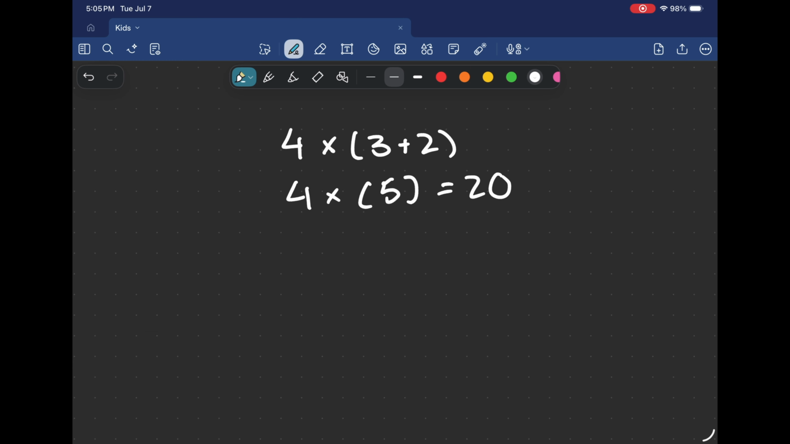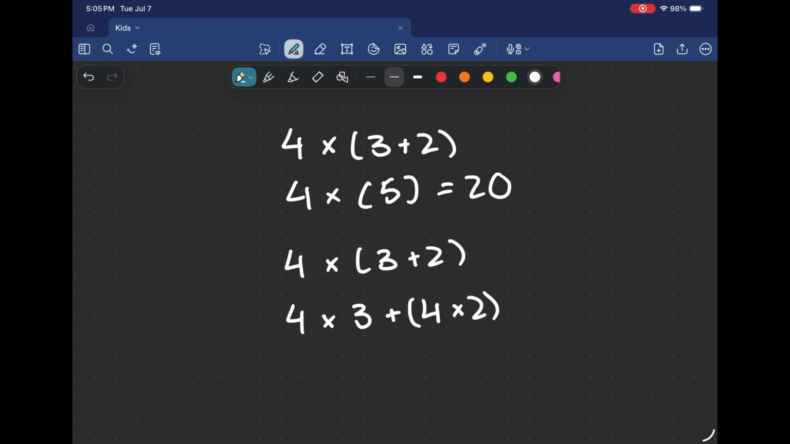But there's another way to do it. If we take 4, we multiply it by 3 plus 2 in parentheses. We can write the same thing as 4 times 3 plus 4 times 2. And remember, PEMDAS automatically gives you parentheses around these. And we can do this problem. It would be 12 plus 8, which is equal to 20. The same exact answer as what we got before.